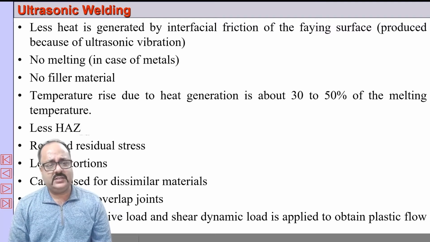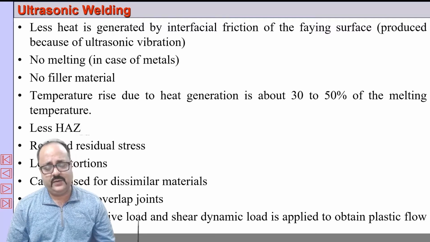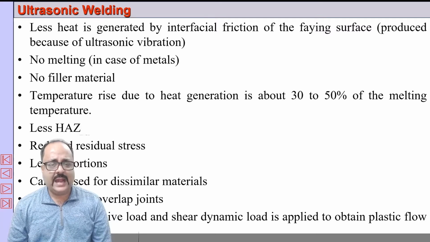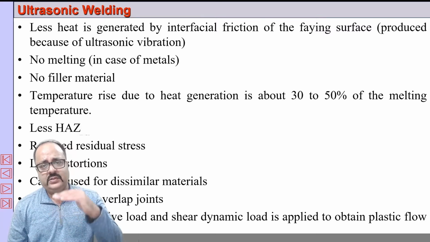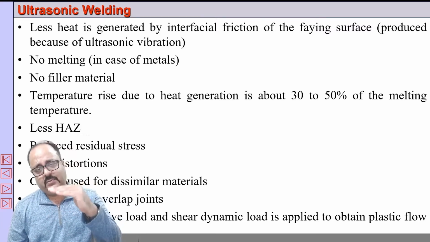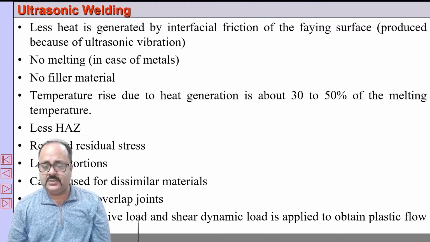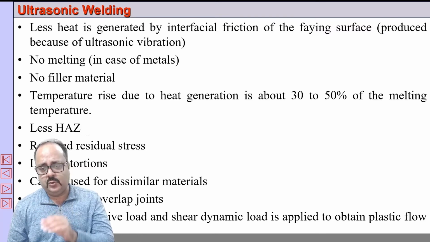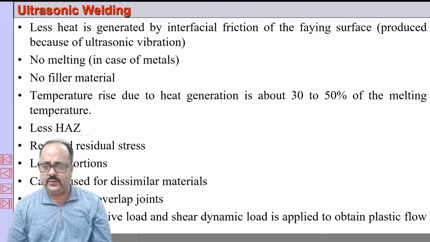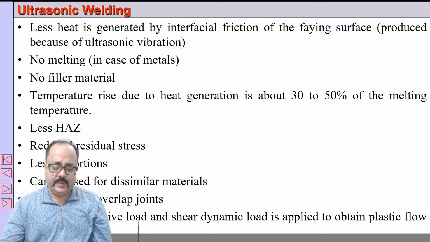The residual stresses are less. The distortions are less. It can be used for joining dissimilar materials, and is preferred for lap joints or overlap joints where the two metal pieces are overlapping. Here we apply a compressive load which is static in nature. A continuous compressive load is applied, and a dynamic shear load is applied by means of transverse ultrasonic vibrations, and because of that we obtain plastic flow of materials.